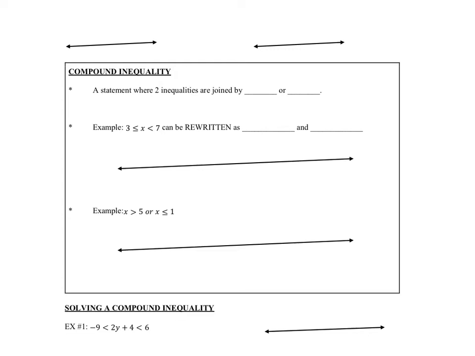All right, we're going to pick up where we left off the other day on compound inequalities. A compound inequality is like a regular inequality, but there are two, and they're joined by an "and" or an "or". All right, then we have a couple examples here.